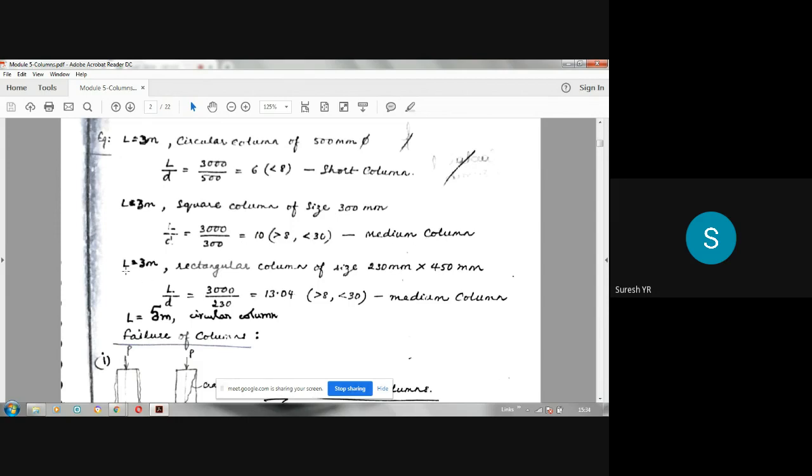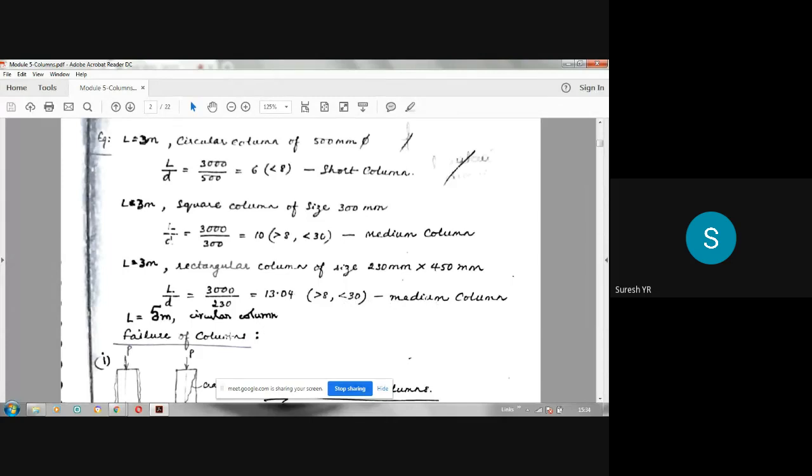Next, if length is 3 meters, and it's a rectangular column of size 230 by 450, so one side is 230, another side is 450. So you have to take the least one. The least one is 230. So you have to take the ratio of 3000 divided by 230. So it comes to 13.04. Once again, it is greater than 8 and less than 30. It is a medium or intermediate column. Okay.